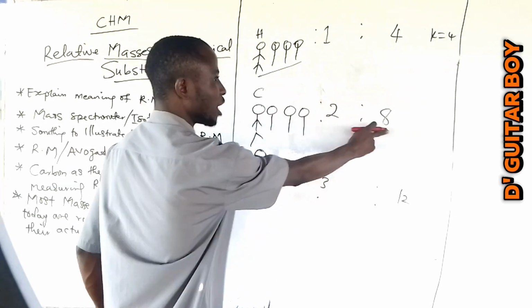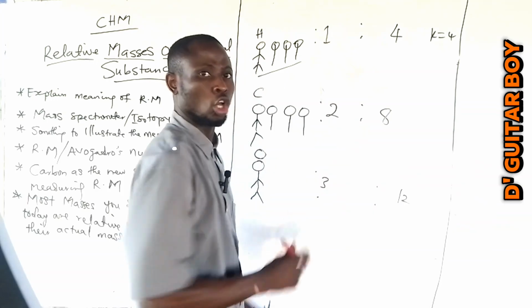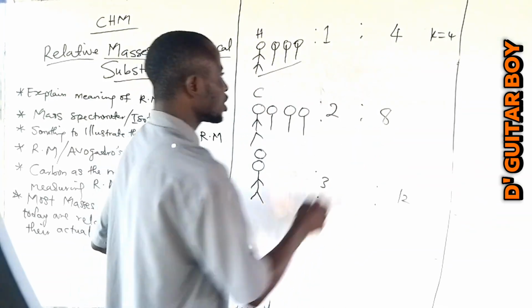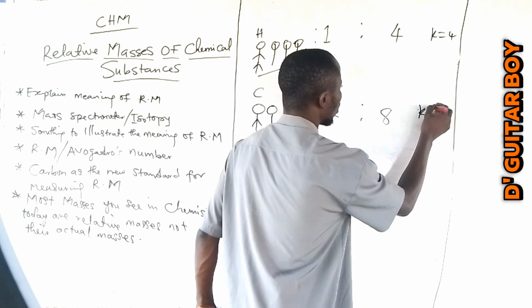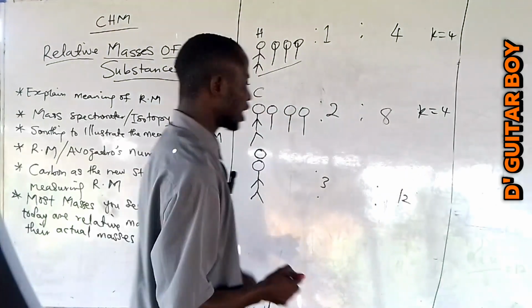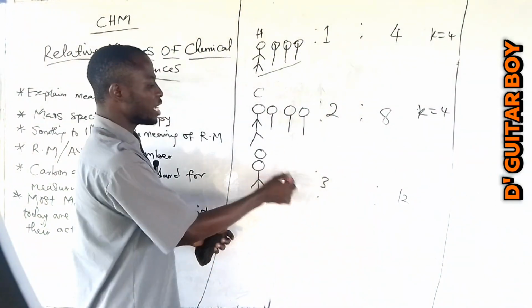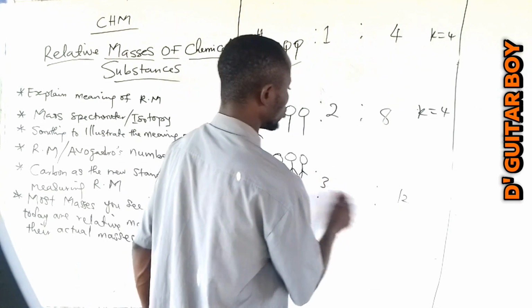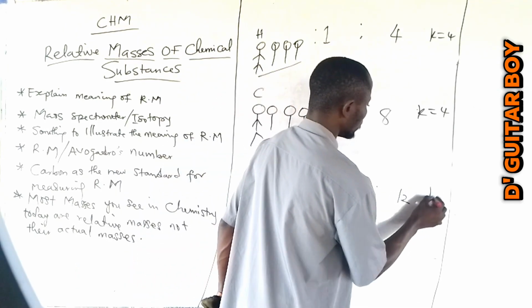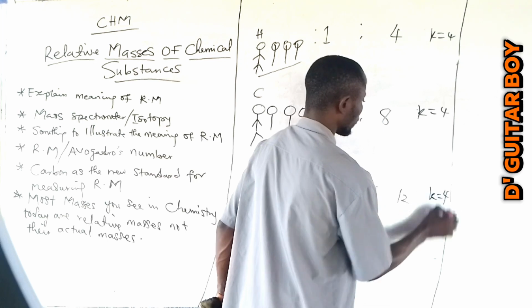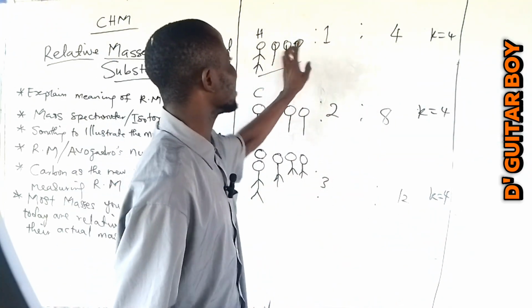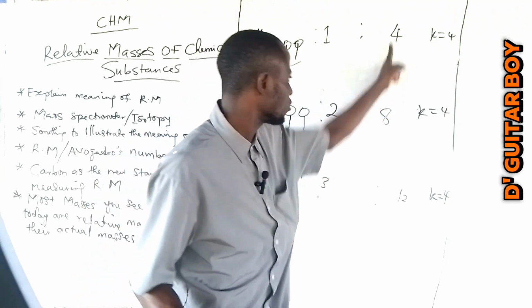Because 4 of them would have given, since 1 gave you what? 2. 4 of them would have given you 8. Okay? You still see that K here is also equal to 4. Now, if you also come here and say how many of these would have given you this 12, you also see that 4 of them would have given you 12, which means K is equal to 4. Now you see that the thing affects the number of them that will give you this value.